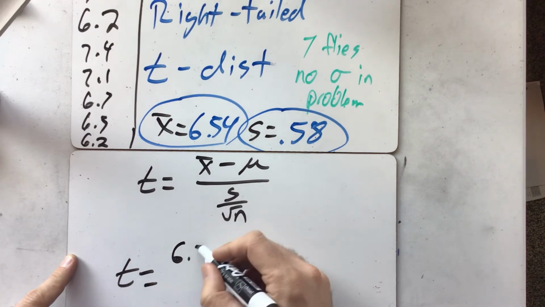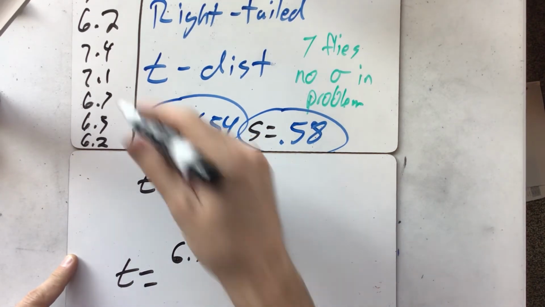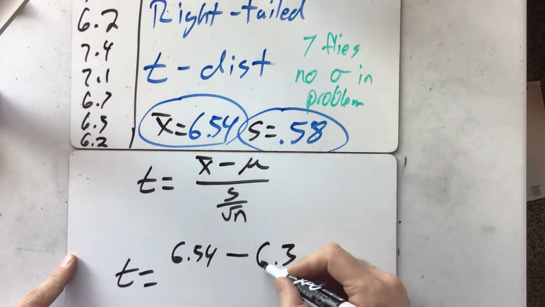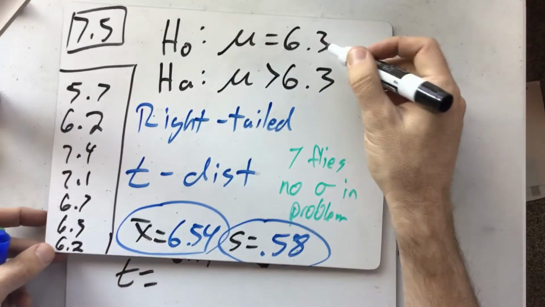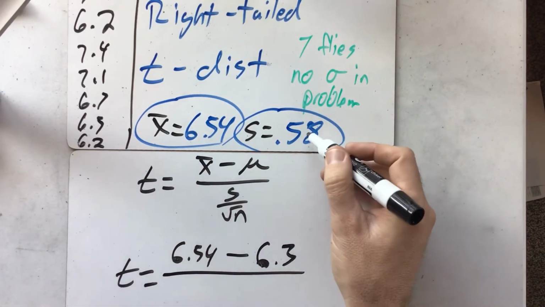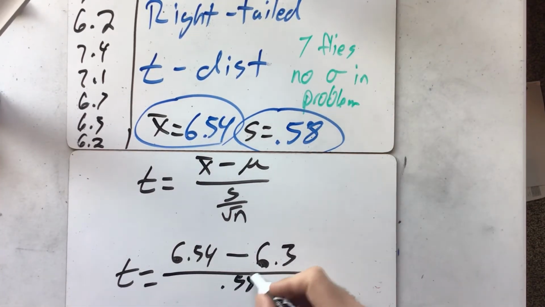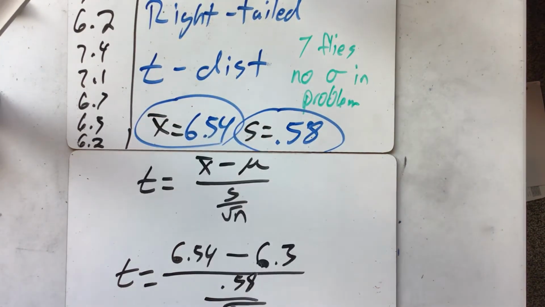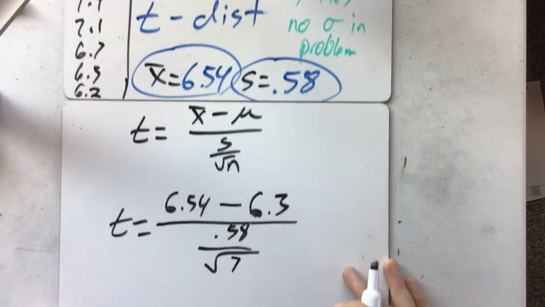So 6.54 is our x bar. That came from the average of these numbers. Mu is 6.3. That comes from the null hypothesis. S is that 0.58 that came from our numbers we just calculated, and N is how many flies we've got. We have 1, 2, 3, 4, 5, 6, 7 flies, and so N is 7.